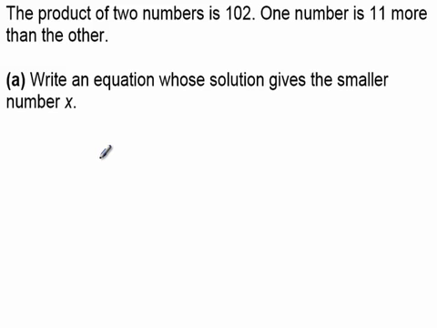The product of two numbers is 102. One number is 11 more than the other. A. Write an equation whose solution gives the smaller number x.